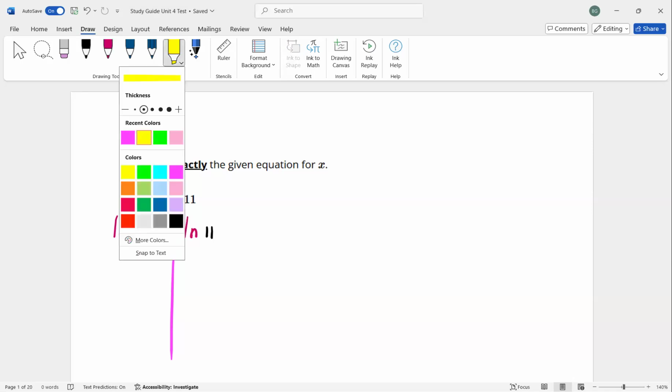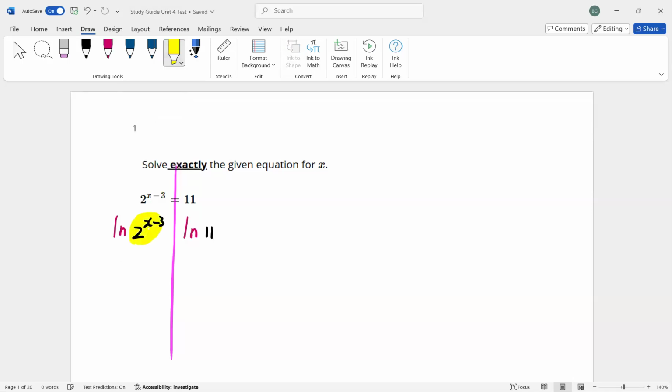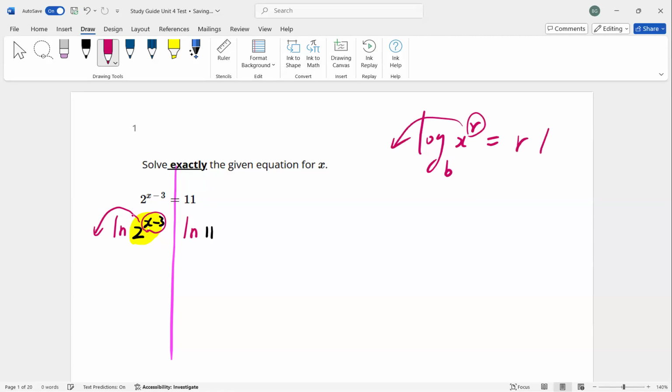Then on the left side, the log whose argument is a power. By the power rule, the exponent can be brought in front of the log. The formula: log with base b of x to the power r, the r can be brought in front of the log, r times log with base b of x. So the left side is going to be (x minus 3) times ln 2.